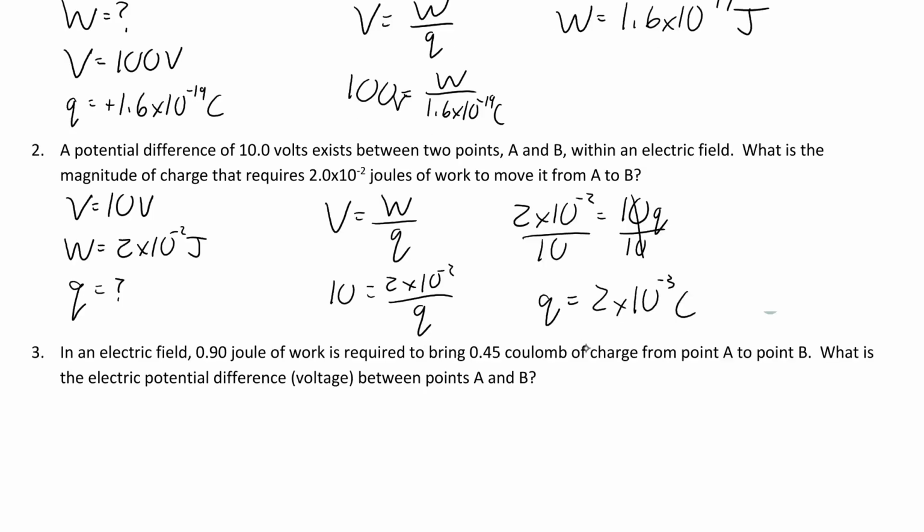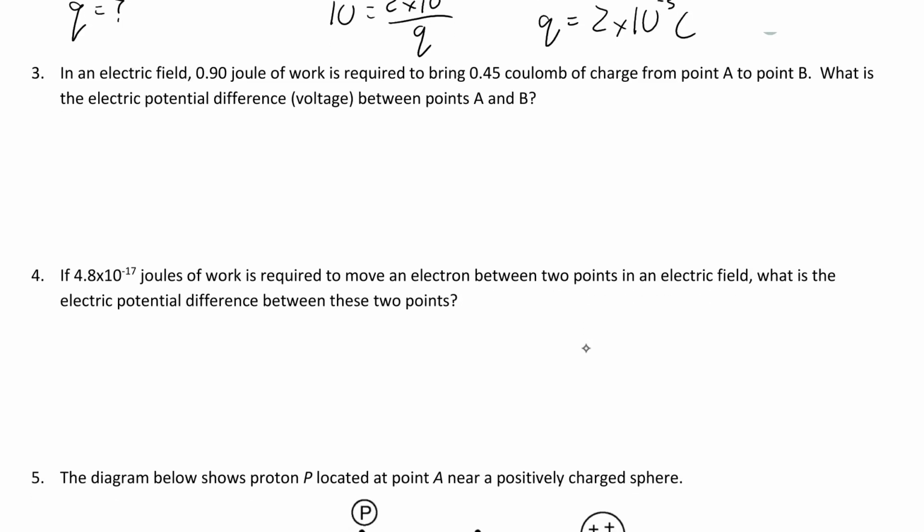Okay, number 3. Number 3 says in an electric field, 0.9 joules of work is required to bring 0.45 coulombs of charge from point A to point B. What is the electric potential difference or voltage between points A and B? They were nice. They put voltage here. They could have just said potential difference and you had to know what that means. And you might have looked for something like a P or a D in your reference table for an equation with that. But just remember, potential difference is the same as voltage.